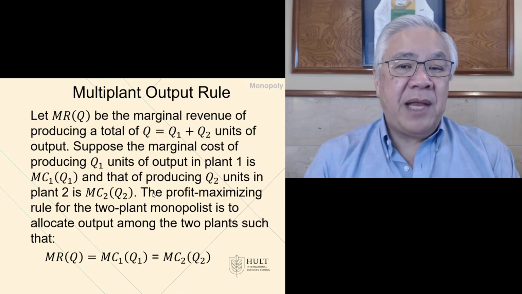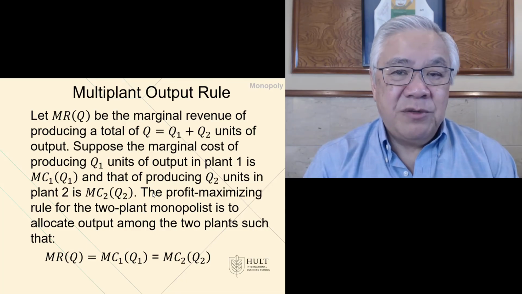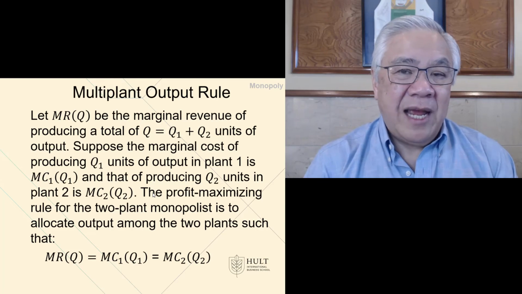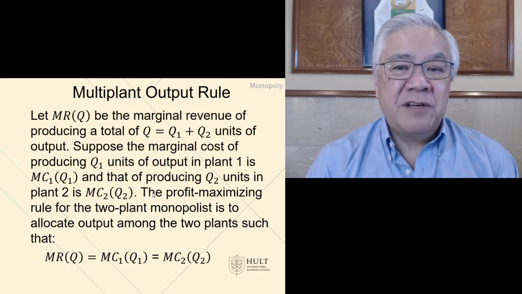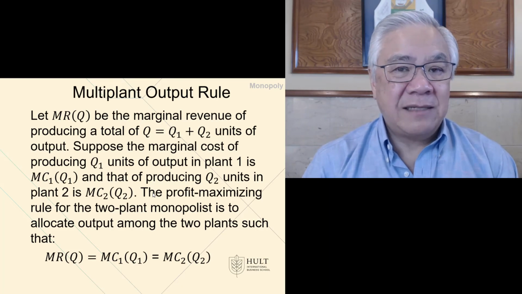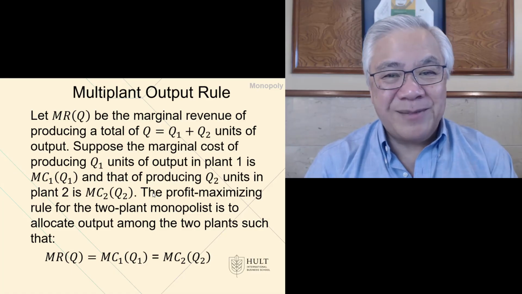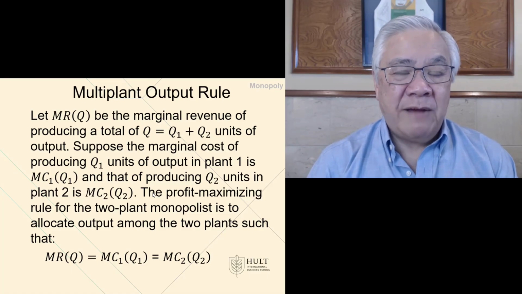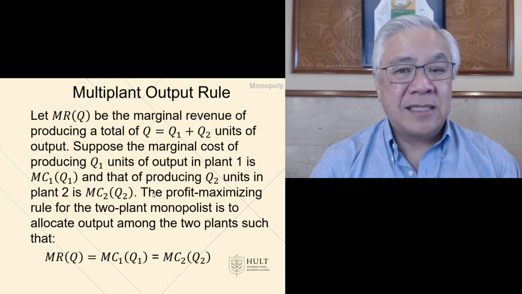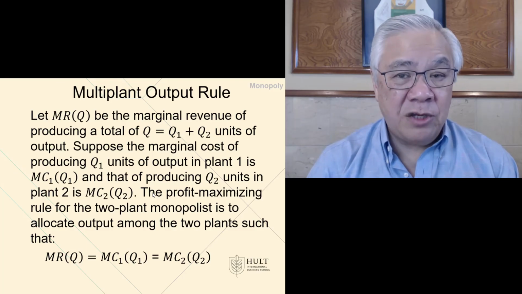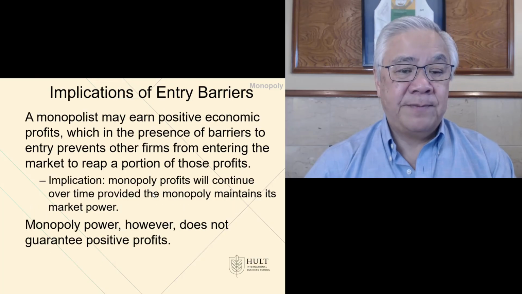Because if one plant had a higher cost, then why would you produce there? And if one has a lower cost, why wouldn't you shift volume there? So eventually that optimizing in your brain as a monopolist would have that marginal revenue equals the marginal cost of each of the plants. So that determines the mix of volume that you put through your two plants.